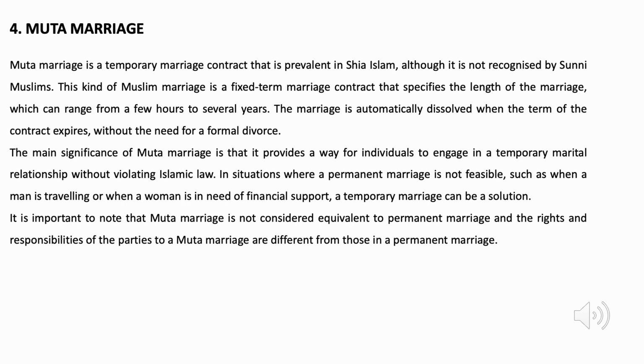It is a temporary kind of marriage and it is prevalent in Shia law and not recognized by the Sunni Muslims. This kind of Muslim marriage is a fixed term marriage contract that specifies the length of the marriage, which can range from a few hours to several years. The marriage is automatically dissolved when the term of the contract expires without the need for a formal divorce. The significance of this Muta marriage is that it provides a way for individuals to engage in a temporary marital relationship without violating the Islamic law.